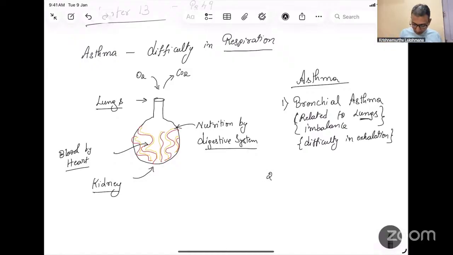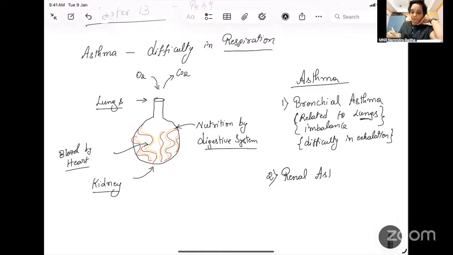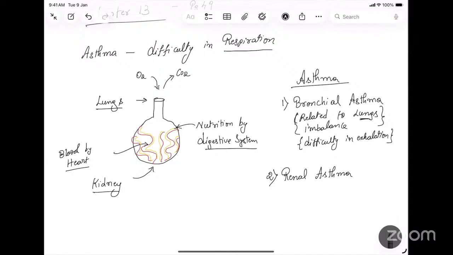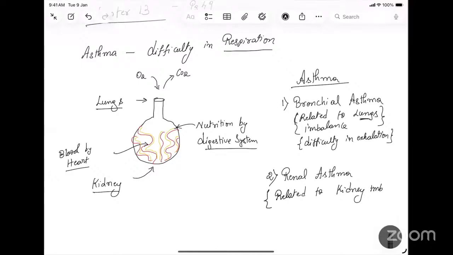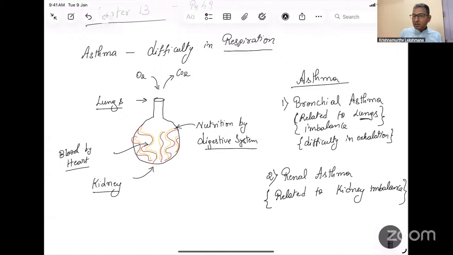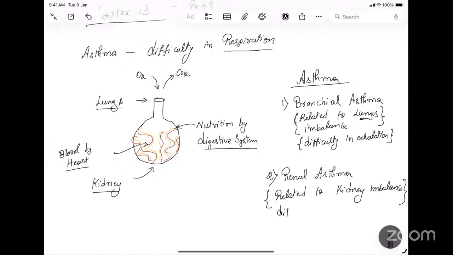Second is kidney. So it is called renal asthma. Here, this is related to kidney imbalance. Is renal asthma also in Western medicine? Yes, modern medicine. Renal asthma, and here the difficulty will be in the inhalation. Clear?